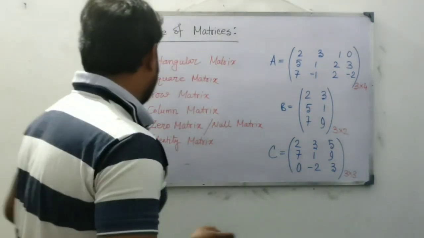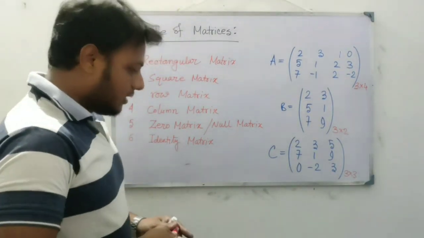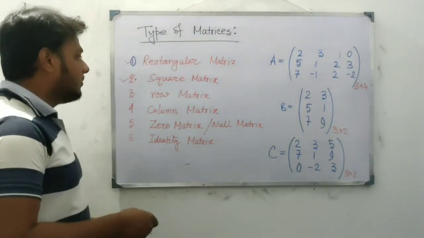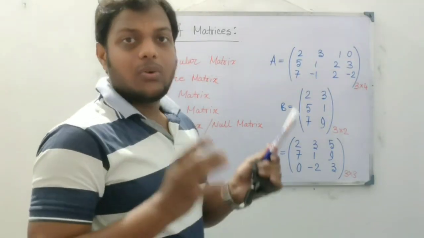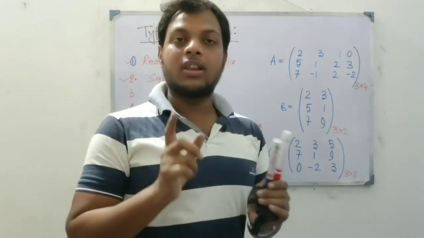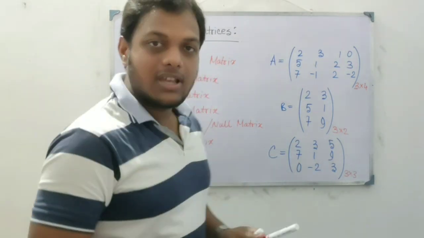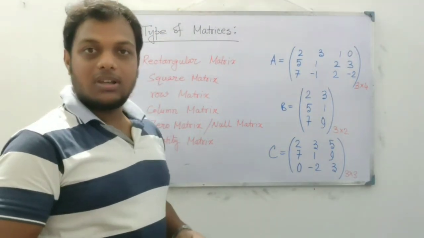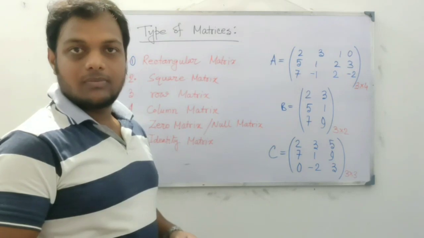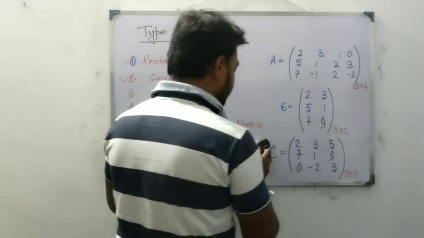Okay. Next definition, row matrix. Very easy. You will get the idea from the name only. Why? A row matrix means the matrix which has only one row. And a column matrix is the matrix which has only one column. Let me consider an example, then it will be clear to you.